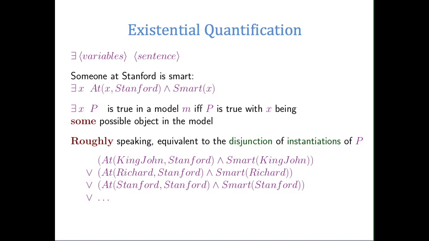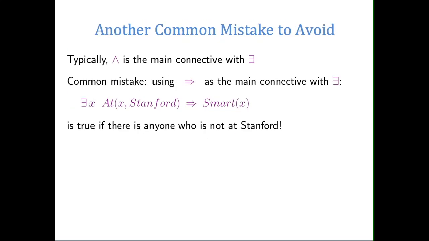All we have to do is find one value of x for which P is true, and the existential quantification is true. Likewise, in a way corresponding to our conjunction of instantiations for universal quantification, we can think of existential quantification as a disjunction of all the possible instantiations of P. So in other words, there exists an x such that at(x, Stanford) and smart(x) is equivalent to at(King John, Stanford) and smart(King John), or at(Richard, Stanford) and smart(Richard), or at(Stanford, Stanford) and smart(Stanford), and so forth.